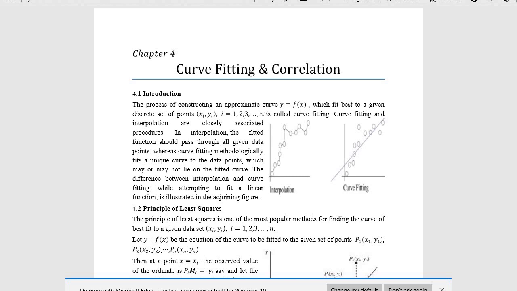So we have to construct a curve. Such a curve is called curve fitting. Curve fitting and interpolation are closely associated procedures. What is interpolation? With the help of the data, we have to construct a function of the type y is equal to f of x. What is curve fitting? With the help of the data, we have to construct a curve which is close to the exact curve. This is called the approximated curve. This is called the exact curve, like this.